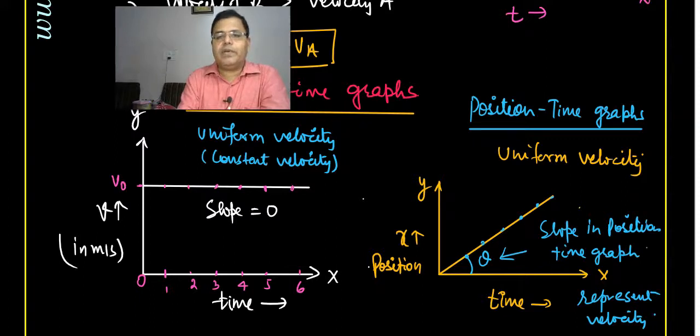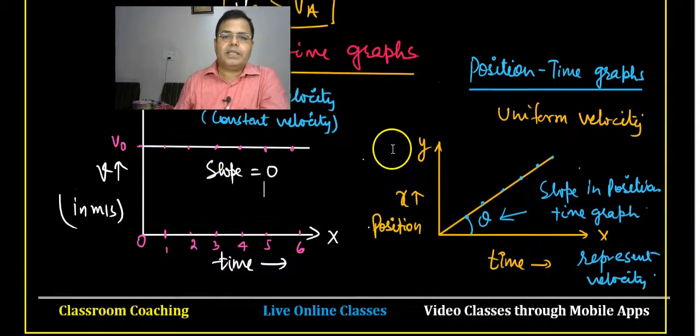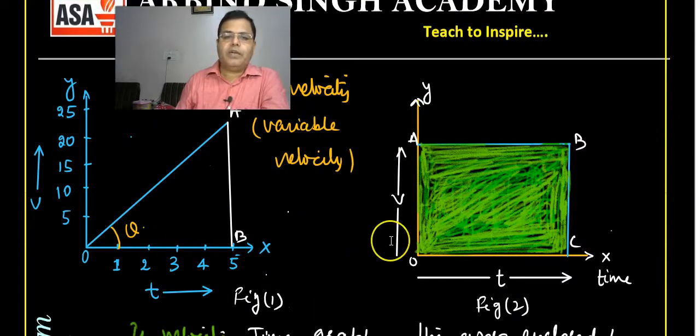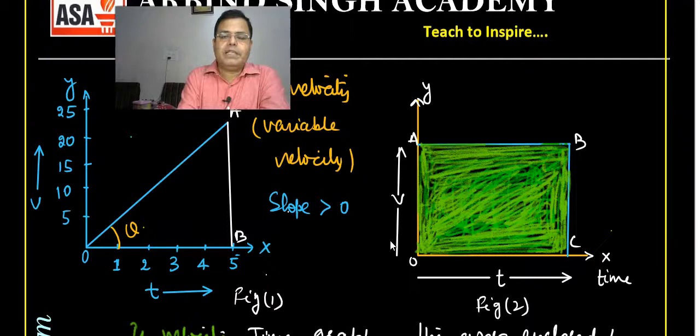In a velocity-time graph, if the slope is 0, it means the body has uniform velocity. So an important thing is that when the slope is 0, the body has uniform velocity. When the slope is positive, greater than 0, then the body has increasing velocity. If the slope is negative, then the body has decreasing velocity.